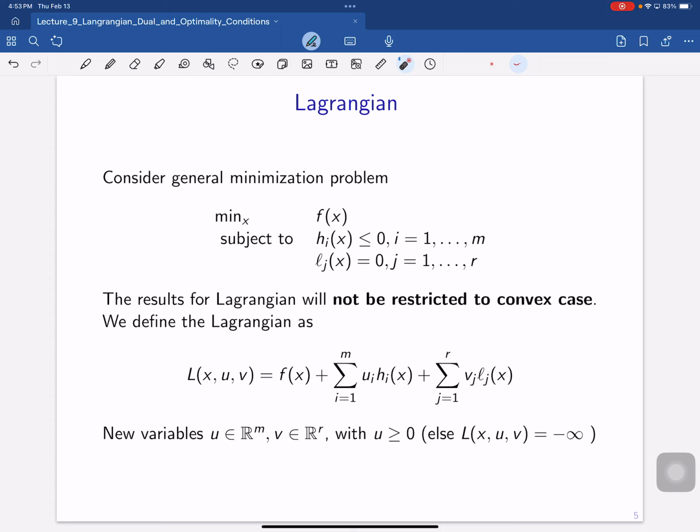How does the Lagrangian look like? It is nothing but f of x plus u_i times h_i, where u is greater than or equal to 0. Right? In the linear case, we did cover that. How do you choose the signs of the Lagrangian multiplier? Why do you want the u to be greater than or equal to 0 here?